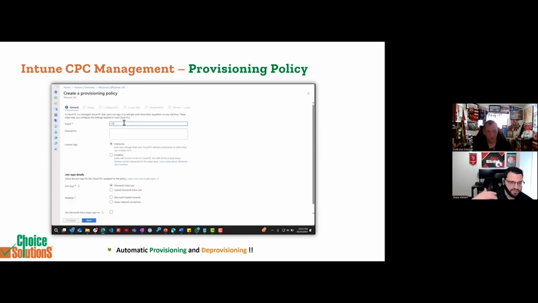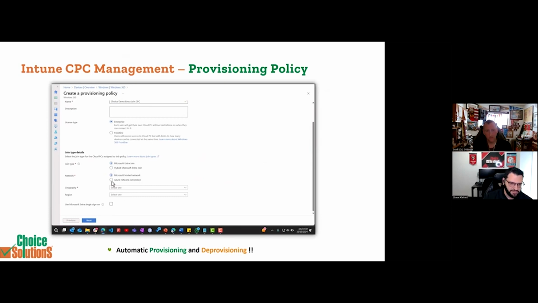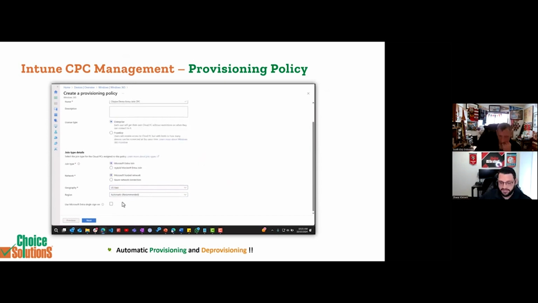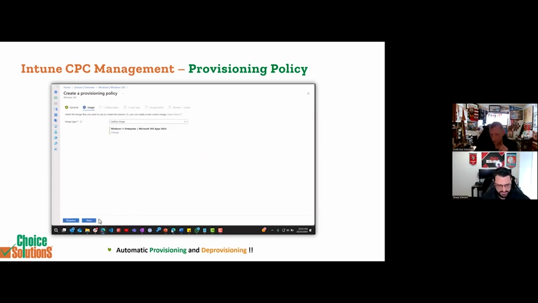So when you go to configure a provisioning policy, this is where you determine your licensing type. Are you going to be enterprise? Are you going to be frontline? You can go ahead and name it. Are you going to be Entra joined? Are you going to be hybrid joined? Are you going to be Microsoft hosted network or Azure network connection? And you choose your geography. You're not building a landing zone, right? You're just determining where you want to deploy this desktop.